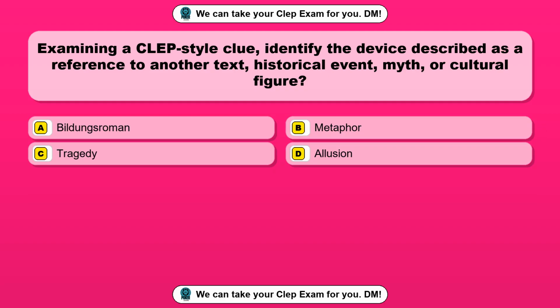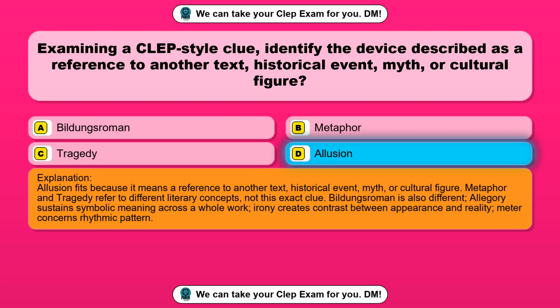Question 16. Examining a CLEP-style clue. Identify the device described as a reference to another text, historical event, myth, or cultural figure. Option A. Bildungsroman. Option B. Metaphor. Option C. Tragedy. Option D. Allusion. The correct answer is option D. Allusion. Allusion fits because it means a reference to another text, historical event, myth, or cultural figure.